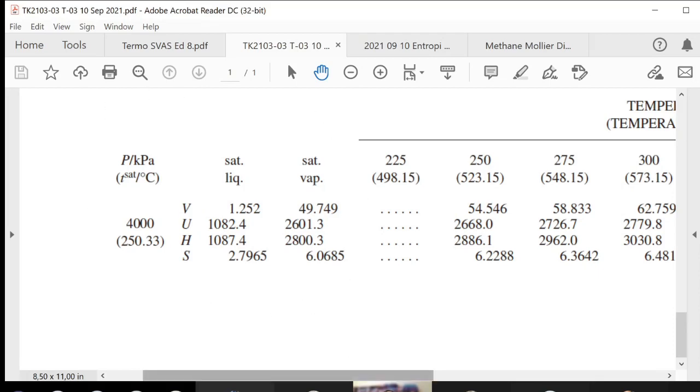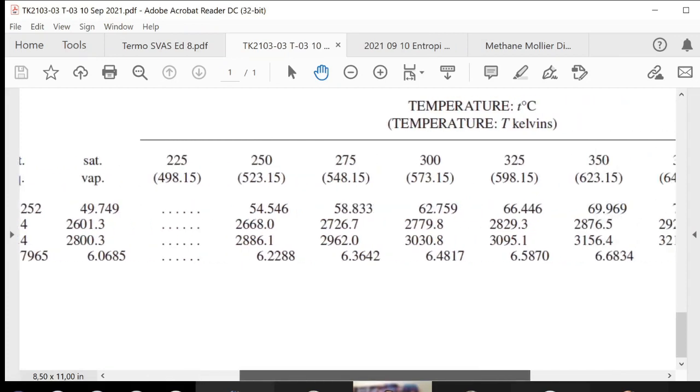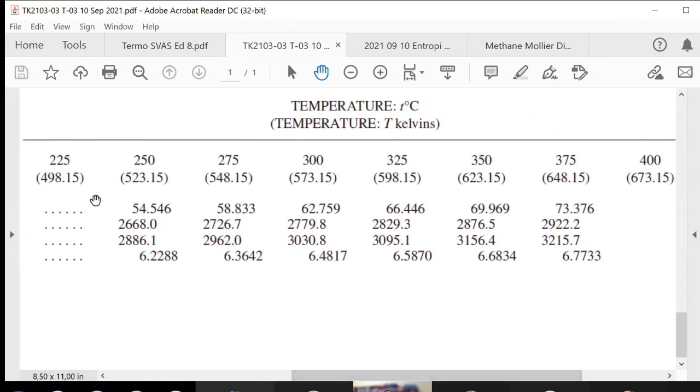But now, it is in the table of the superheated. Why do we need this part? Because later we need to check how far our temperature or pressure is from the saturated conditions. Now how to read this? There is a temperature in Celsius, there is a temperature in Kelvin. So if I have here 325, this is the temperature in Celsius. What is it in Kelvin? This is 598, in Kelvin.